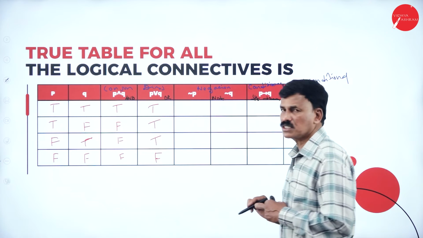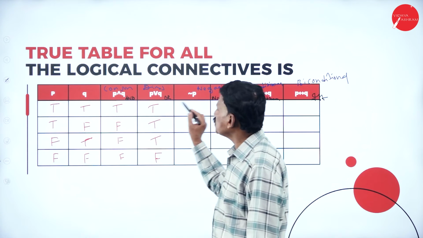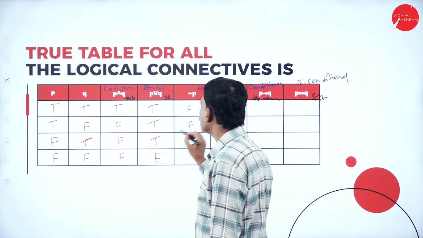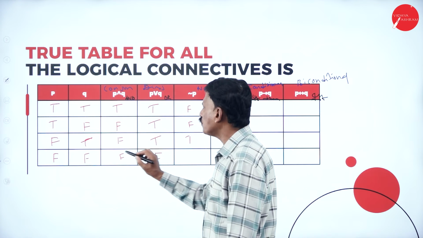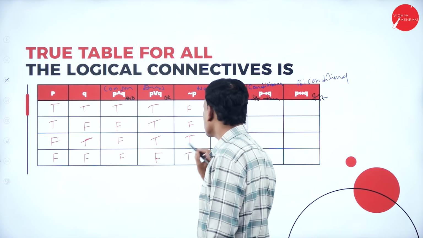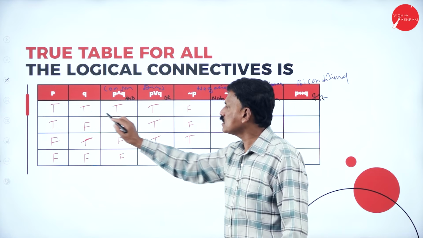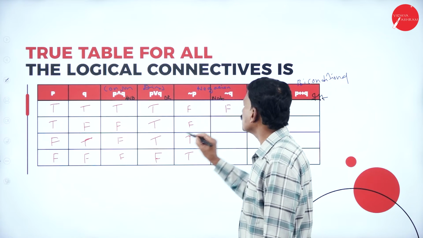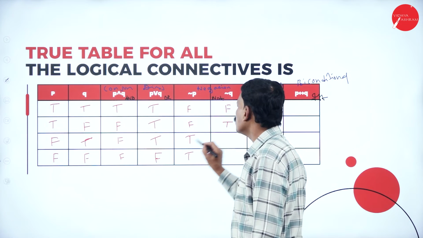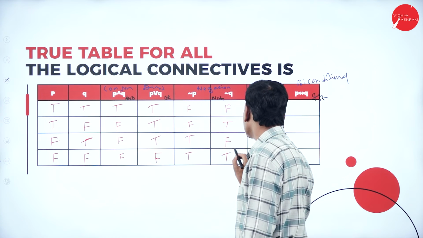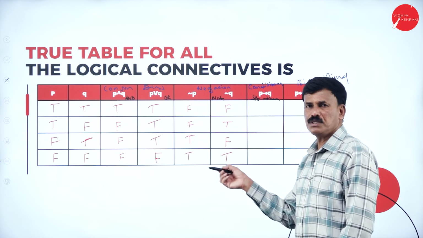Now, negation. Negation is the opposite. So, negation of P: for true it is false, for true it is false, for false it is true, for false it is true. This is negation of P. Now, let us take the negation of Q. What is the negation of true? It is false. Negation of false, it is true. Again, negation of true, it is false. Again, negation of false, it is true. This is the negation for P and Q.